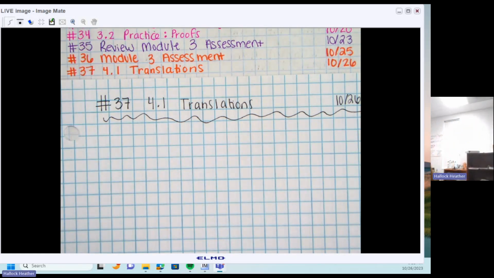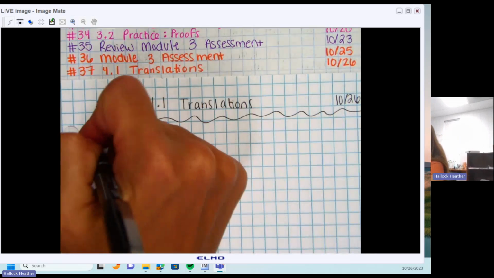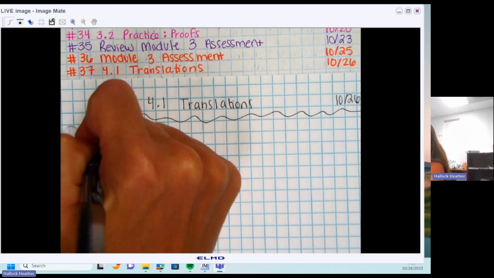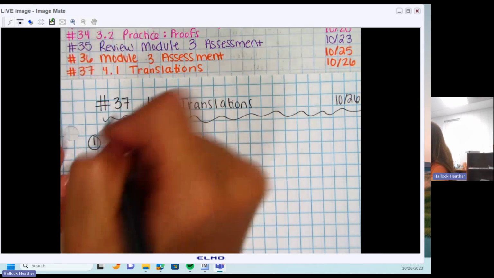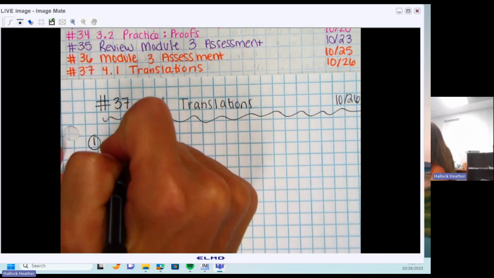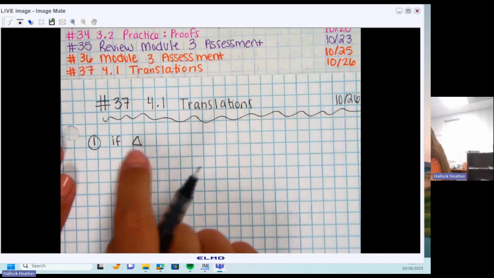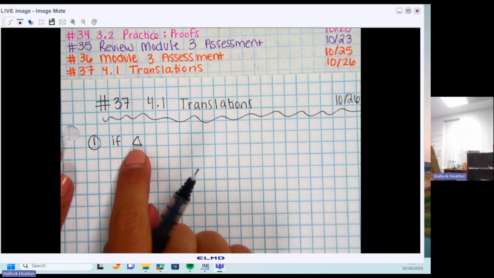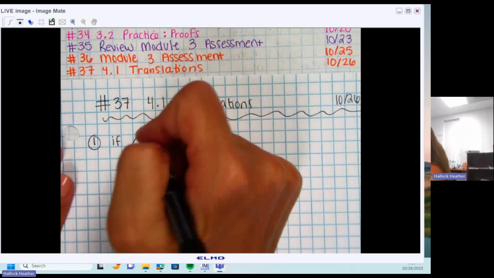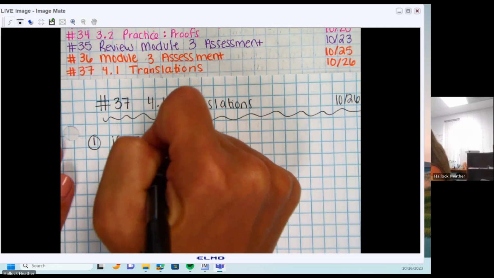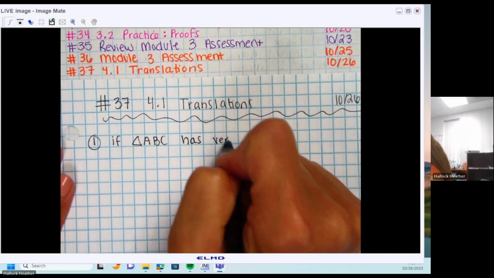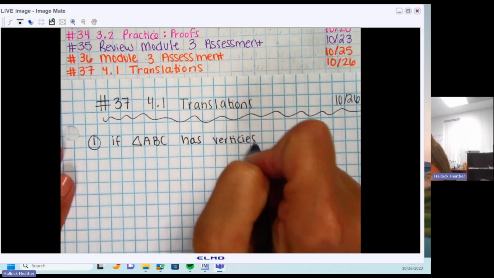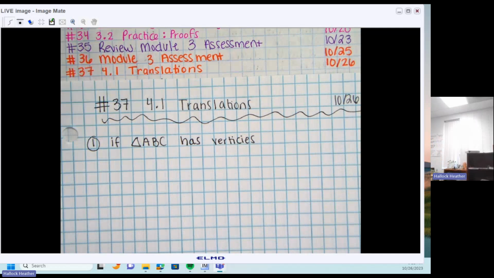Okay, so we're just going to do a problem and then hopefully you guys will recognize this. For number 1, and yes, you have to copy the problem because this is one of the notes that I'm checking in your notebook check. If triangle, and math people are lazy, so instead of writing out the word triangle, we literally draw a triangle, ABC has vertices. Vertices mean literally the corners of the triangle.